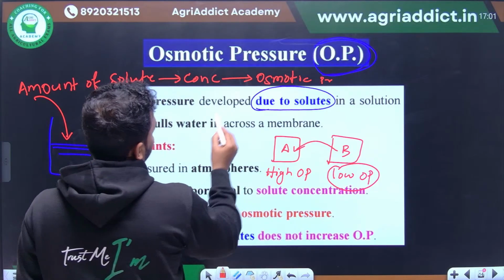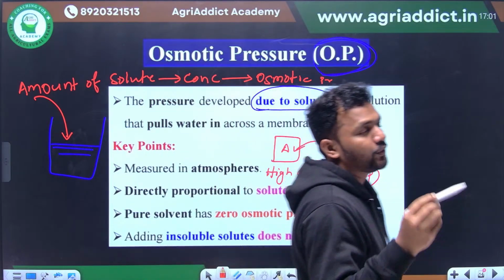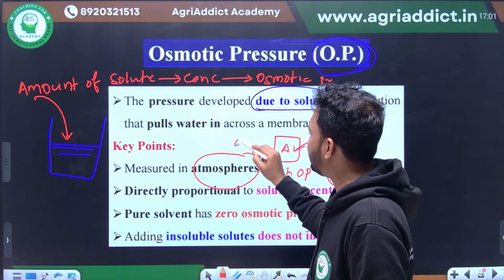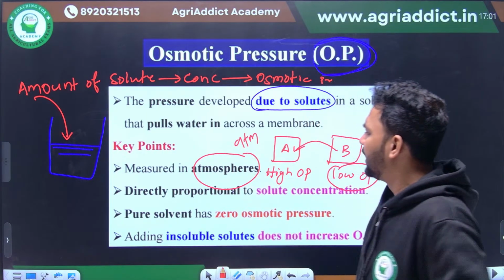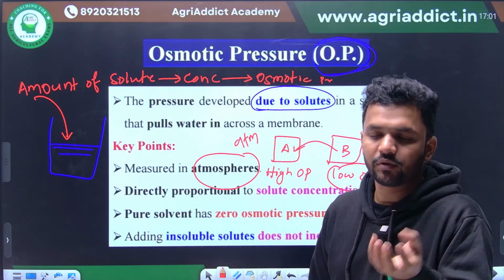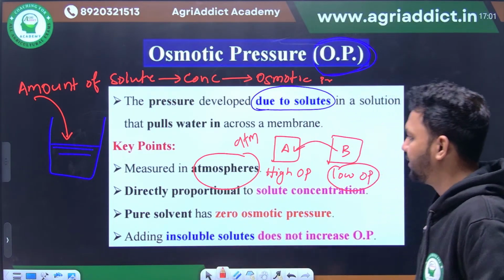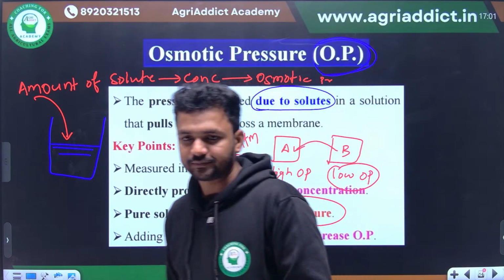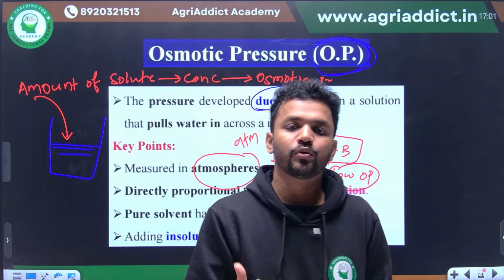Okay. And the unit for osmotic pressure: it is measured in atmosphere, or ATM, and it is directly proportional to solute concentration. We see that the more the number of solutes, the more the osmotic pressure, right? Pure solvent has zero osmotic pressure. Why? Pure solvent has zero osmotic pressure.